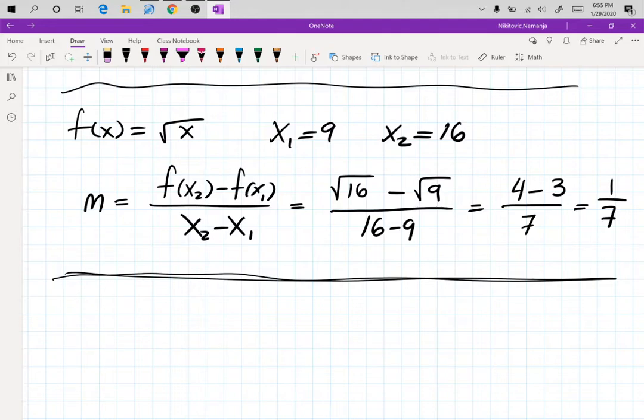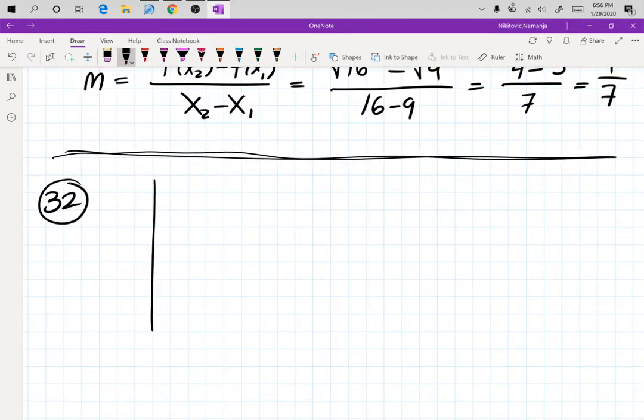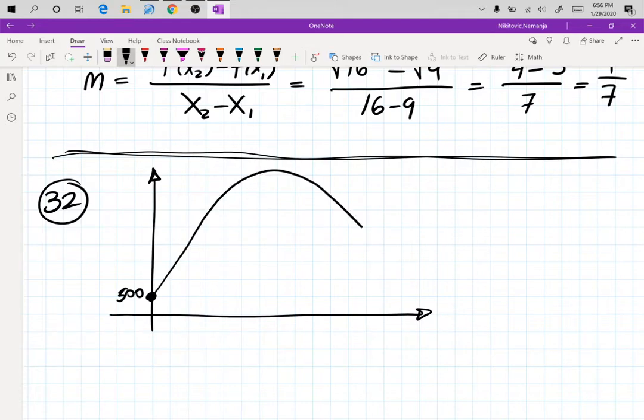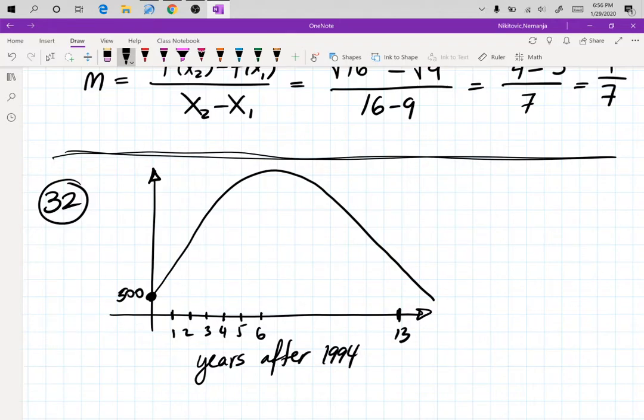All right, let's do problem 32. They give us a graph of this. They start somewhere around 500. It goes up and then it goes down. And then these numbers here, 1, 2, 3, 4, 5, 6, all the way ending at 13 on the graph, are the years after 1994. And the y is the number of people discharged, which peaks below 1200.